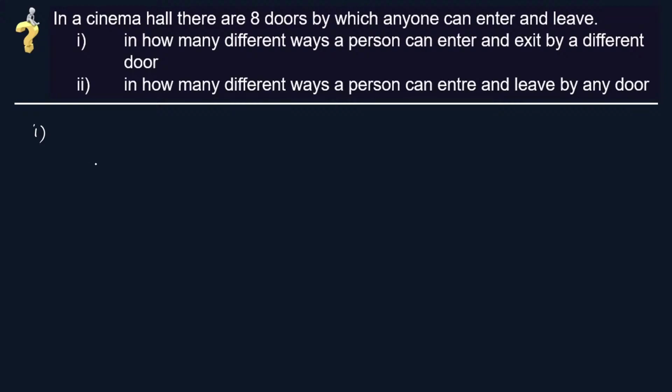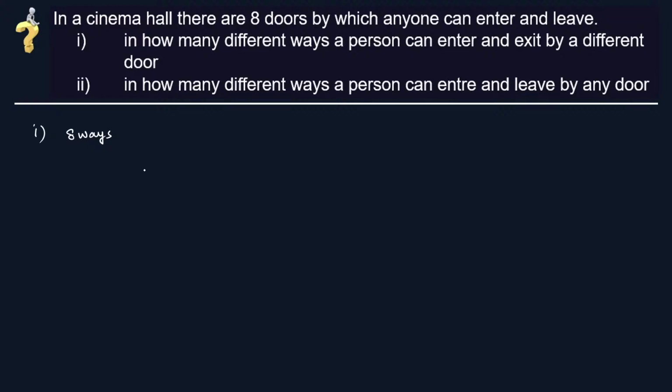Now, in how many different ways can a person enter the cinema hall? There are 8 doors. So that person has 8 ways to enter the cinema hall. Now he enters the cinema hall. He has to exit by a different door.